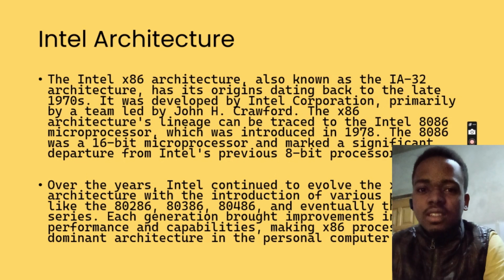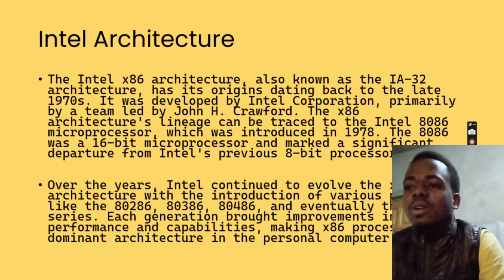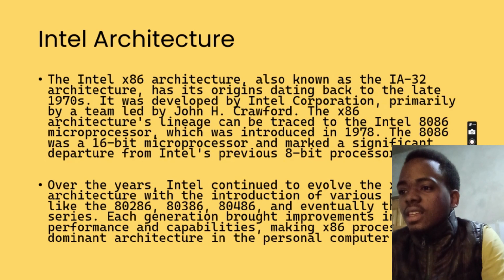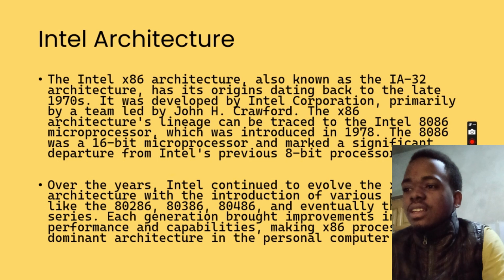Now, I know you may not need this history, but it's going to help you understand the evolution of this architecture. And then over the years, Intel continued to evolve the x86 architecture with the introduction of various processors like the 80286, the 80386, the 80486, and eventually the Pentium series. These days we have the i9. So each generation brought improvements in performance and capabilities, making x86 processors the dominant architecture in the present computer market.